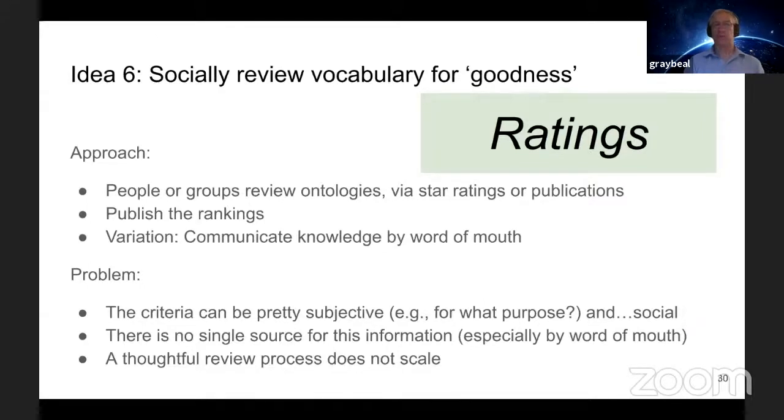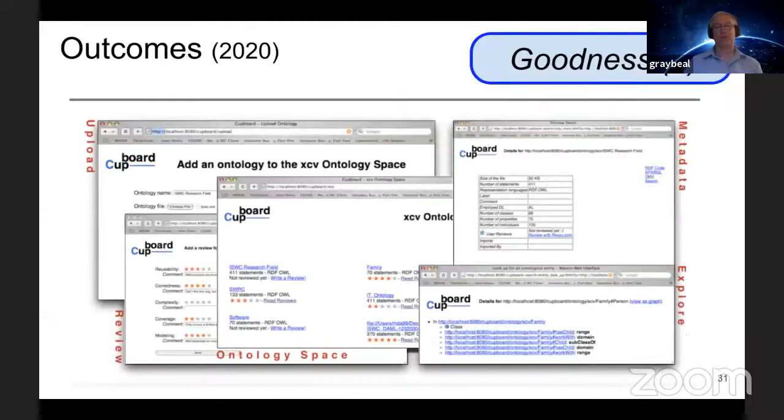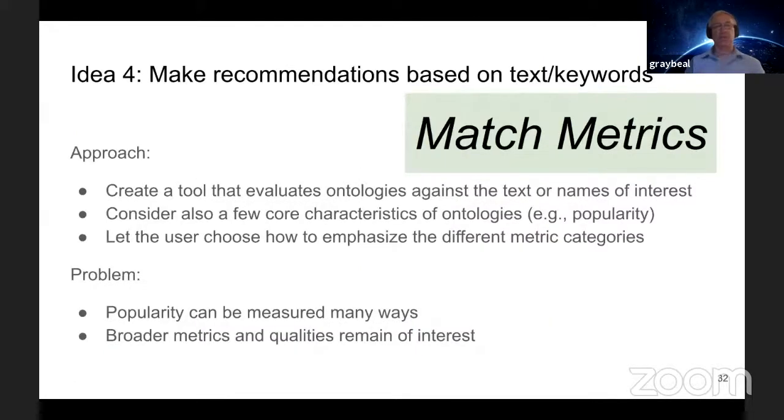Another approach is to socially review the vocabulary for goodness. And so that involves people or groups reviewing ontologies via star ratings or publications and publishing those rankings, and might even be by word of mouth. The problem here is the criteria can be pretty subjective. What's the purpose that we're rating them for? And it's also very social, and there's no single place where you can go to find out what everybody seems to think. So although various places have tried this, it hasn't always stuck as a good method, because it turns out everybody wants something different.